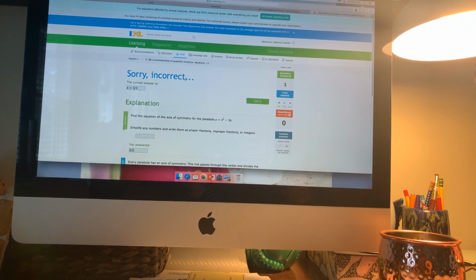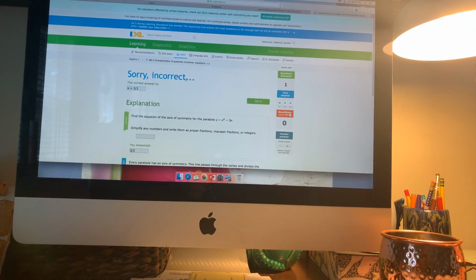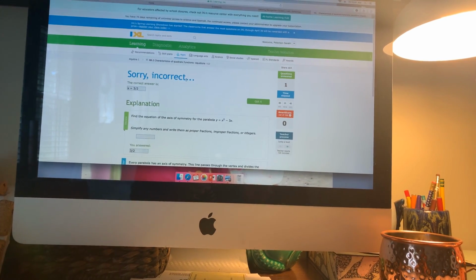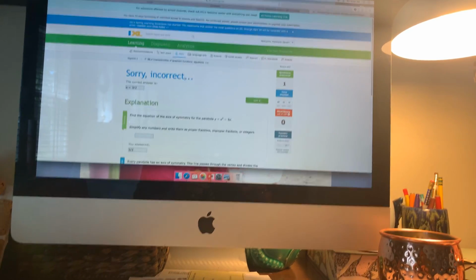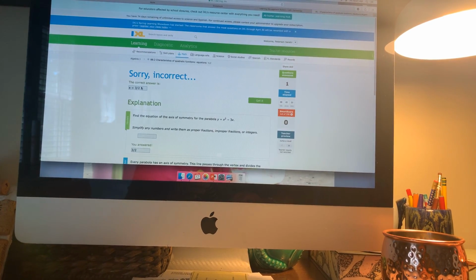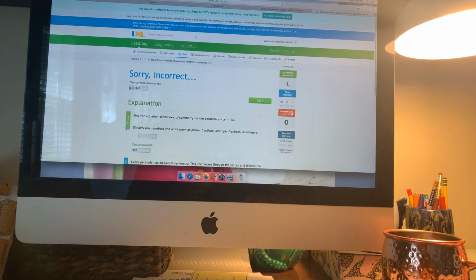I talked about this in the video the other day, that you have to write x equals 3 over 2. I just wrote 3 over 2, but we need to write x equals 3 over 2. Okay. See, that's important for me to read it.